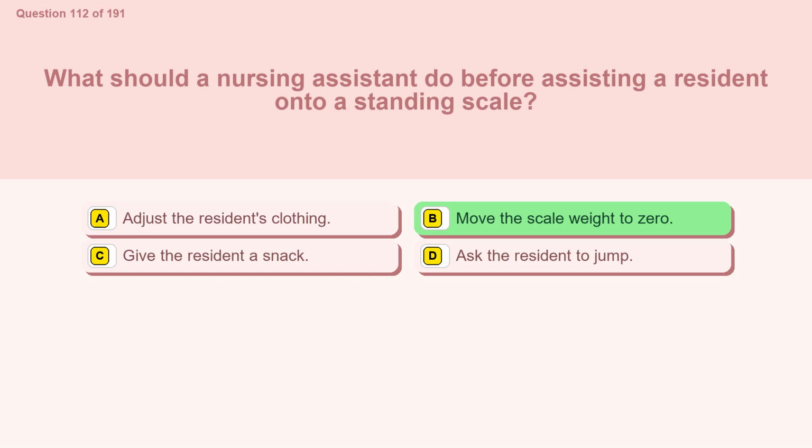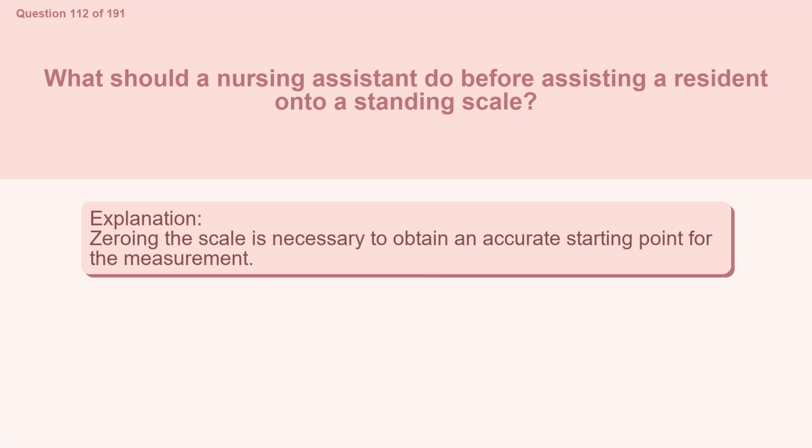The correct answer is option B. Move the scale weight to 0. Zeroing the scale is necessary to obtain an accurate starting point for the measurement.